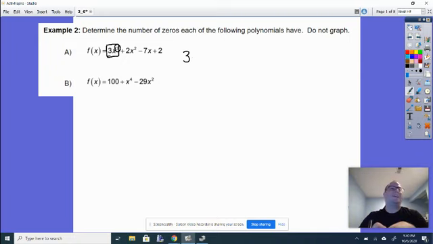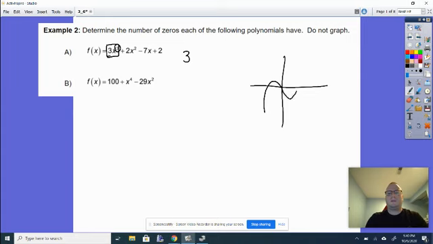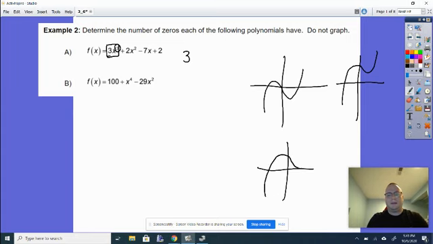Now, am I guaranteed to have 3 unique ones? No. Am I guaranteed to have 3 real ones? No. Because this is a cubic, and cubics look something like this. On this one, I would have 3. On this one, I would only have 1. And then on this one, I have 2. But I have what we call a multiplicity, and we'll talk about what that means later. The idea here is I can have at most 3 solutions.